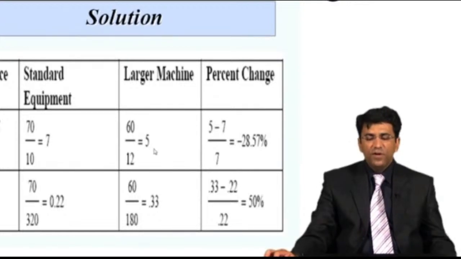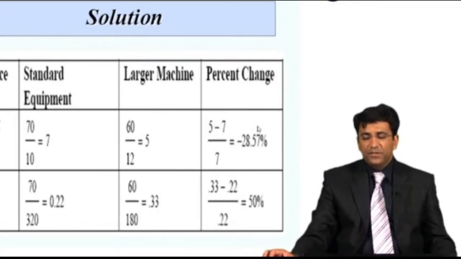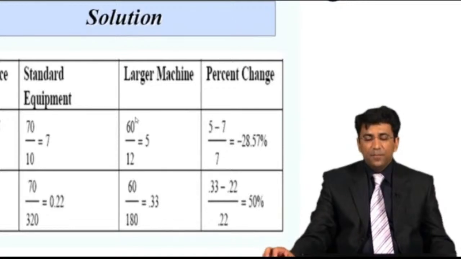This will be equal to 5, and this is not actually an improvement, but a decrease in productivity. So it means that if you use the larger machine, the productivity is actually decreased by 28.57%. So there is a negative sign here.